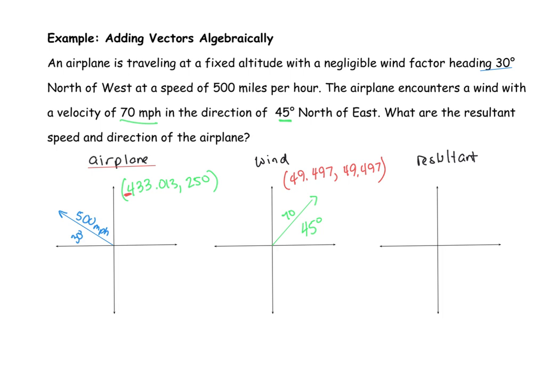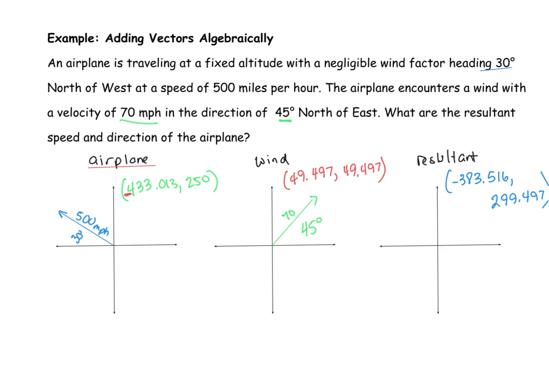So for the first one, I use negative, positive. For the second one, positive, positive, because of what quadrant I was in, right? And now you want to find your resultant xy. So add your x's, add your y's. So you should have gotten negative 383 approximately and positive 299 with some decimals in there.